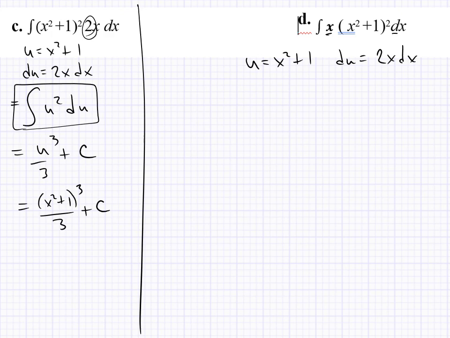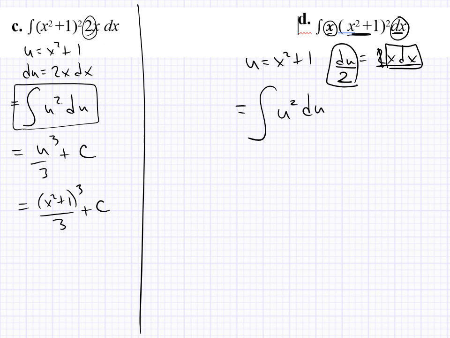I have an x dx. So let me turn this into just x dx. How? Take the 2 and divide it to the other side. If I divide it to the other side, now it's gone. Now I just have an x dx. So that means x dx will come out, and a du over 2 will go in its place. So I'll get the integral of x squared plus 1 squared, which would be u squared, du over 2. Now this over 2 is really a constant multiple that I can pull out as a 1/2.